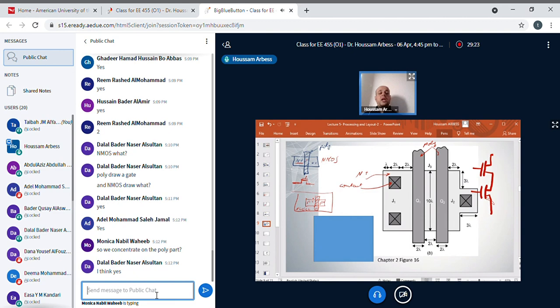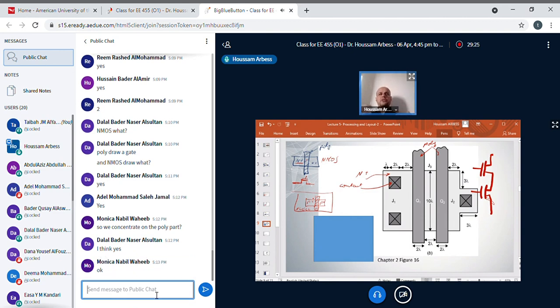Okay, Monica? If your preferred method is to check first whether you have poly or not, that is also okay. But this poly should be bordered from two sides by N plus or P plus.